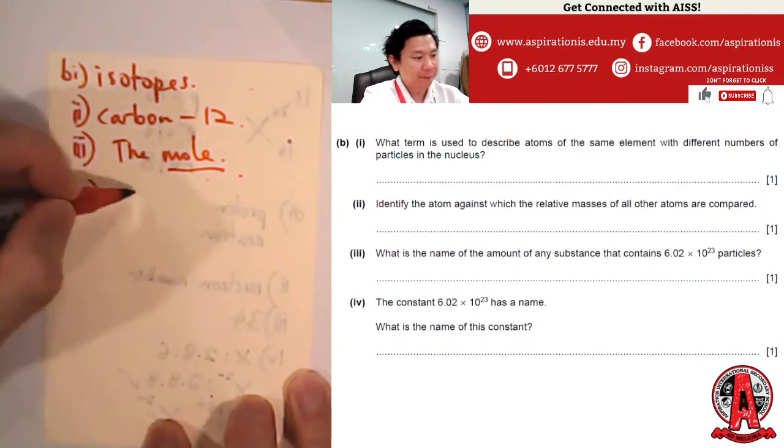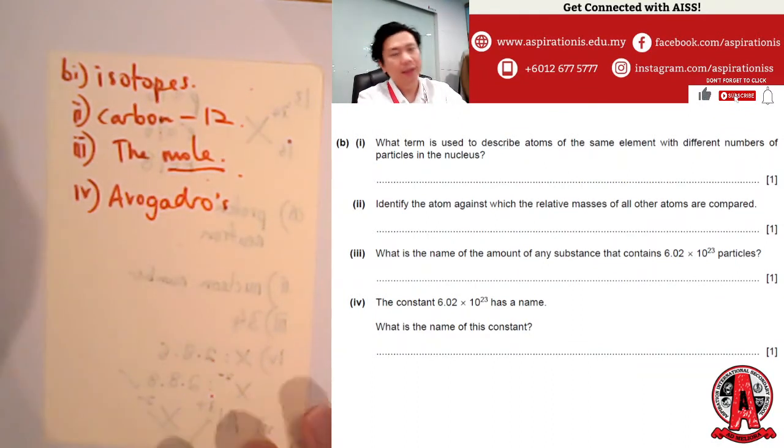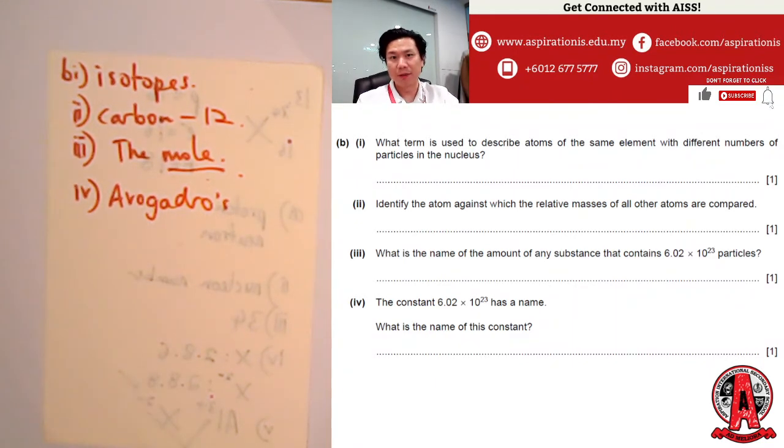So this is the Avogadro. Alright? So it's Avogadro's constant. So on that line you should just write Avogadro without the apostrophe in it. So I hope this is clear. Alright? Basic question. Basic chapter 3 stuff.